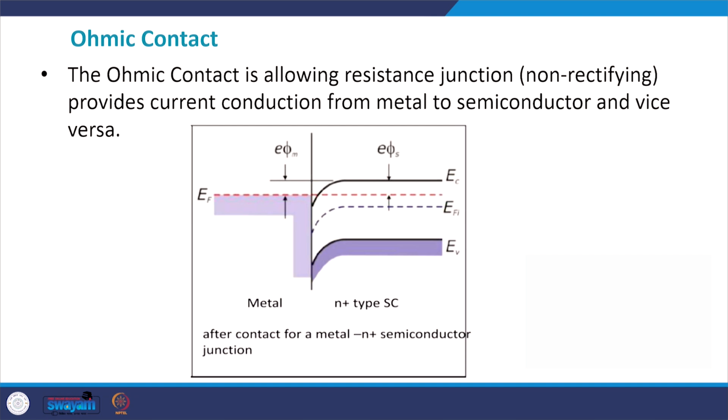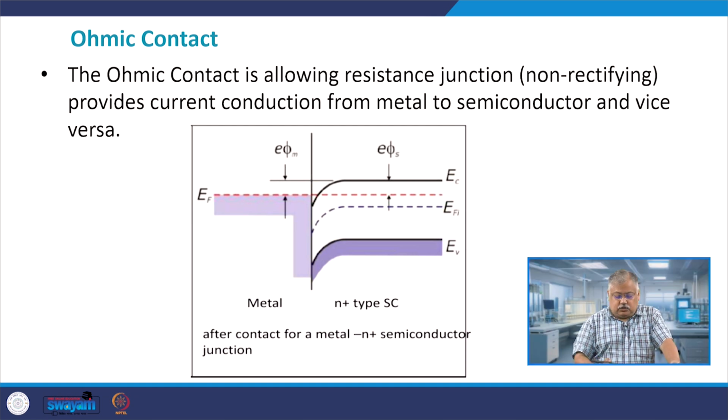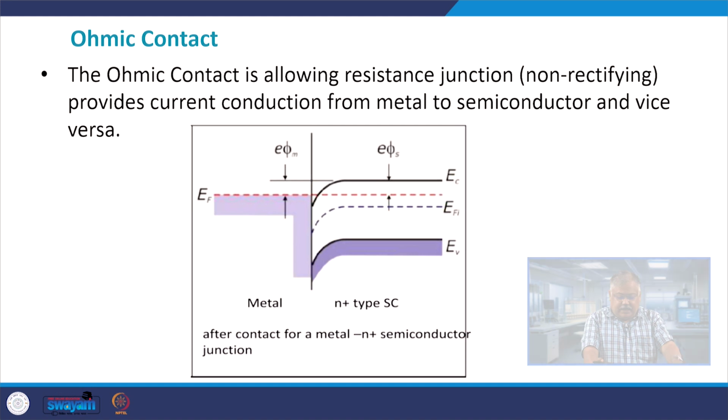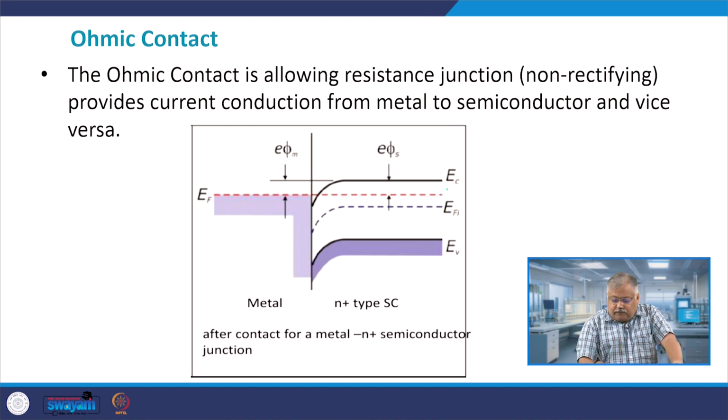If you look at this diagram, it is an N plus semiconductor junction. I am showing you the energy level diagram for a metal semiconductor contact, right. It is a metal N plus semiconductor contact, highly doped, and I have not given any bias, and therefore you see your Fermi level on both sides, the red colored dotted line, is constant, right. And since it is constant, I can say thermal equilibrium has been reached.